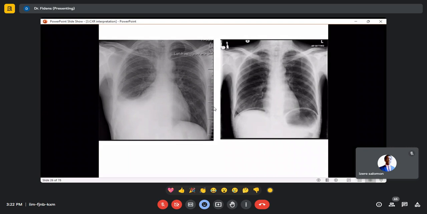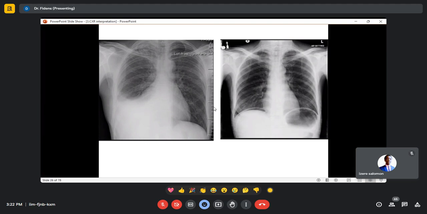What else? Is there any angulation? I think no. No angulation. Okay, that's good. So let us go to interpretation now. Analysis.